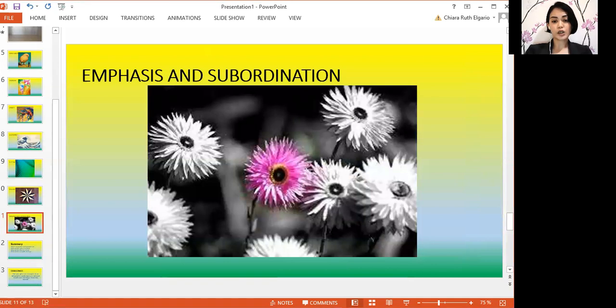Emphasis and subordination. Emphasis is a principle which may refer to the greater impact given on a certain element. Subordination is the opposite of emphasis, as it refers to how certain elements only serve as a supplement to the emphasized element in a design. For example, in this picture, we can say that this purple flower is the one which is given emphasis, and the other flowers, which are in black and white, can be considered as taking subordination.